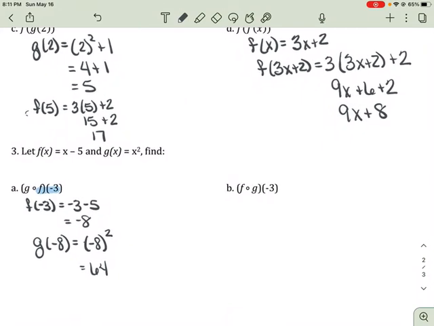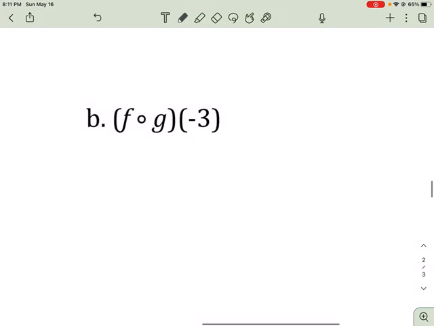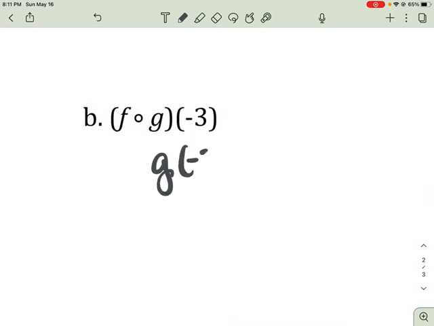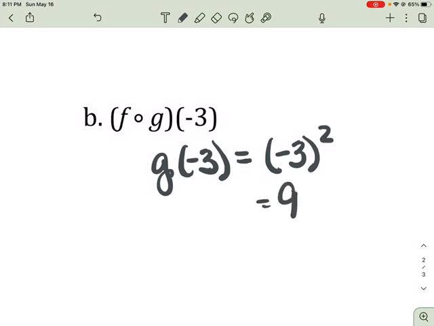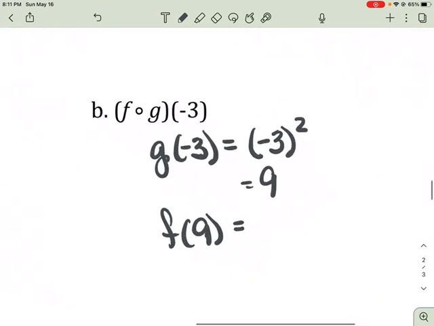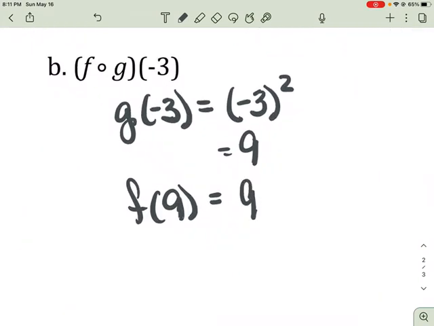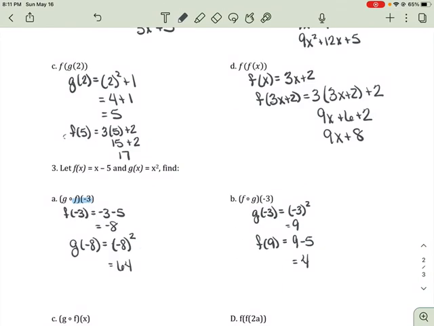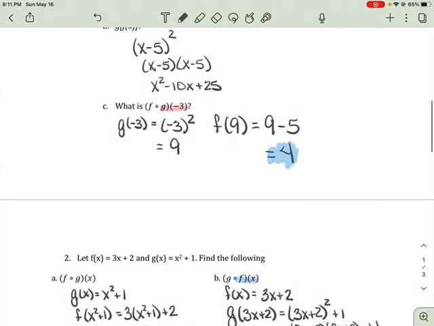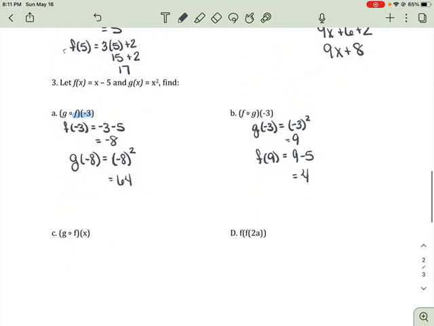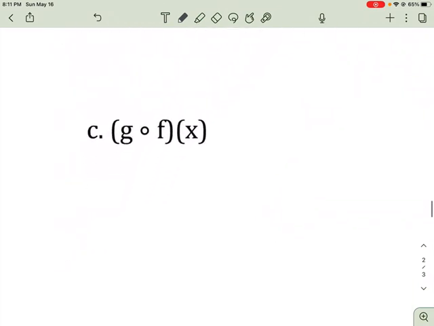Okay, so this says g of f composed of g of negative 3. So we're going to find g of negative 3. So that's negative 3 squared, which is 9. And then we're going to find f of 9. And that's x minus 5. So 9 minus 5, which is 4. Why do I feel like we just did that problem? All right, so let's find f composed of g composed of f of x.